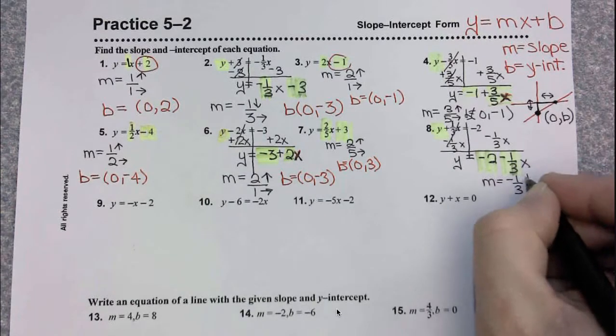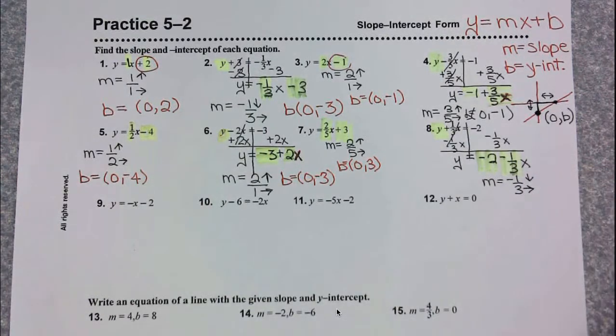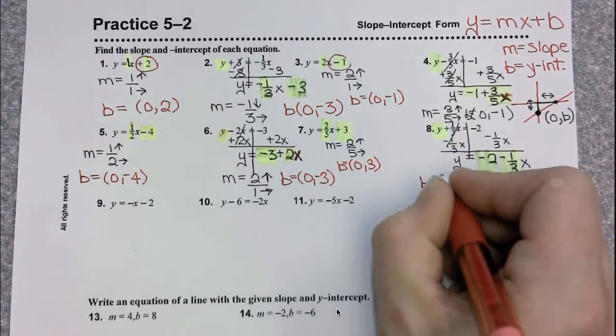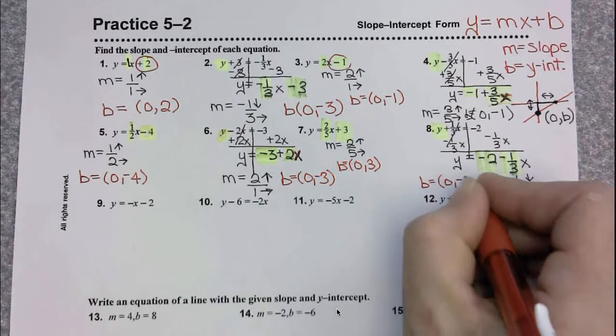Negative on the top means we're going down. Positive on the bottom means we're going to the right. And our y-intercept, I'm going to put that over here, is the point (0, -2).